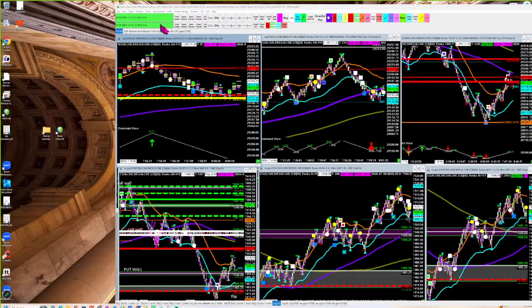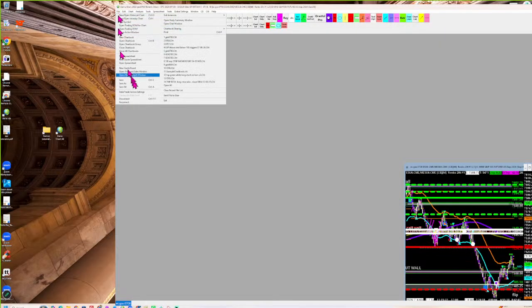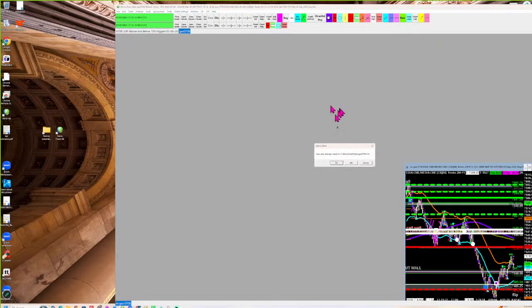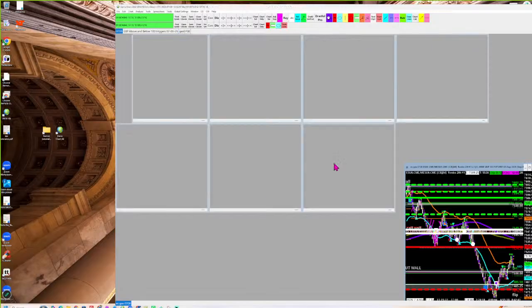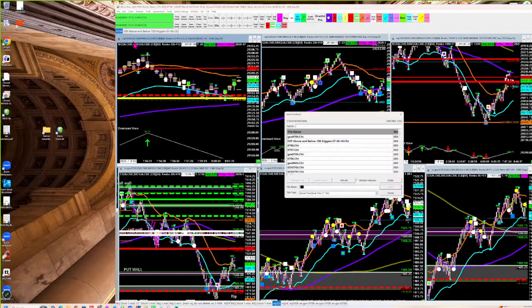Here, and I'll even use yesterday's GEX level. Let me close this file, close chart book, save all. Yes. File, open chart book.